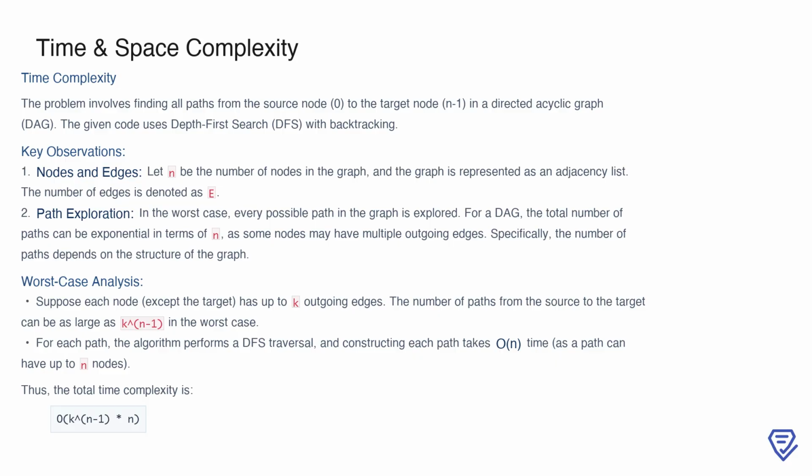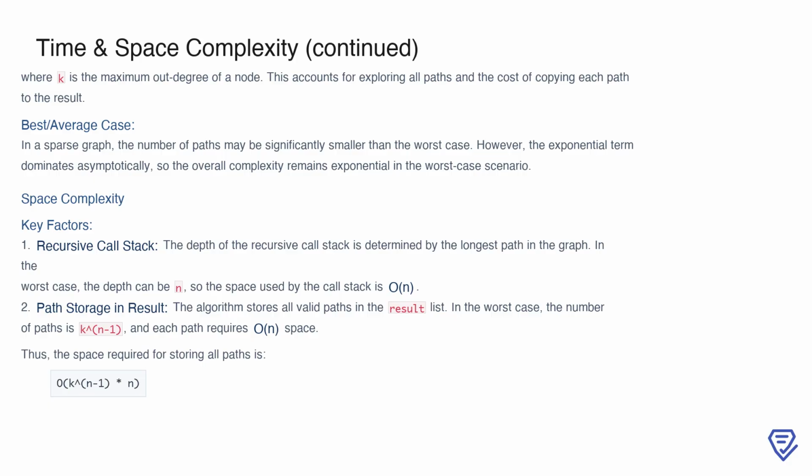where the exponential term arises from the number of paths and the linear term accounts for the traversal and construction costs. Here, k represents the maximum out degree of a node, and it plays a critical role in determining the complexity. This accounts for the exhaustive exploration of all paths and the time required to copy each path into the result list. In terms of the best or average case, if the graph is sparse and has fewer paths, the number of paths explored will naturally be smaller. However, the exponential term still dominates in the asymptotic analysis, meaning the worst-case complexity remains exponential.